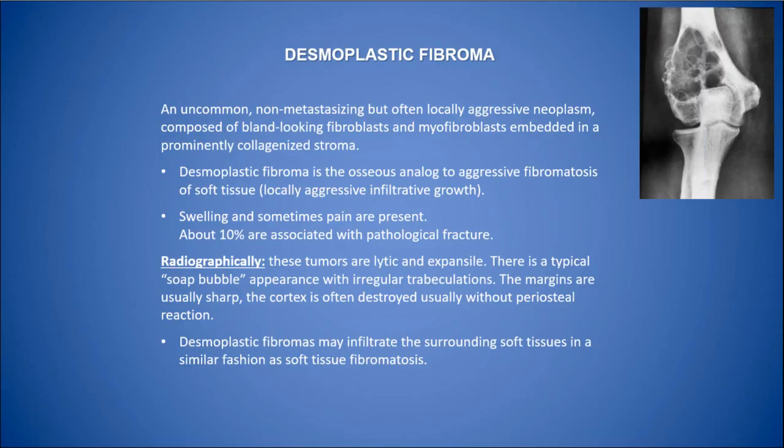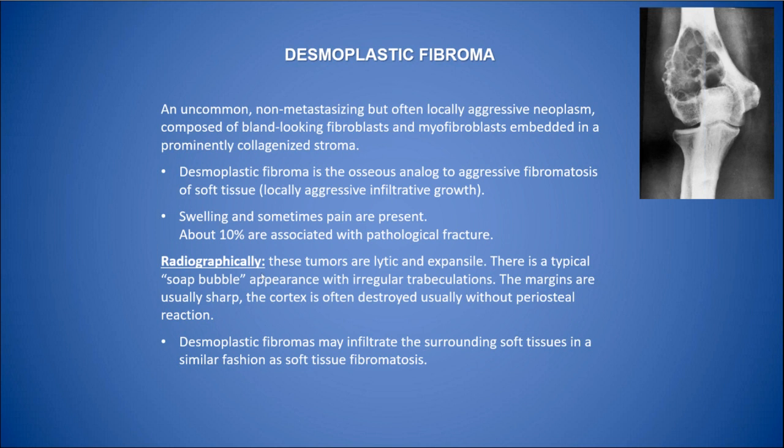Another fibrous lesion, which is quite rare, is the desmoplastic fibroma. It's a locally aggressive fibrous tumor that is non-metastasizing, and it's composed of bland-looking fibroblasts and myofibroblasts embedded in a very prominently collagenized stroma. So it looks almost identical to a desmoid tumor or an aggressive fibromatosis of soft tissue. And the behavior is very similar. It's locally aggressive and it has infiltrative growth.